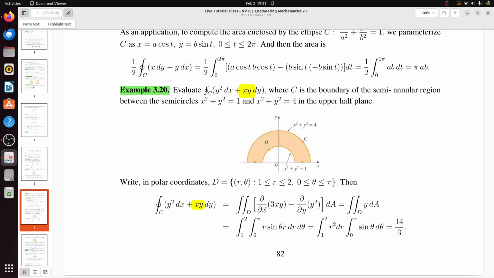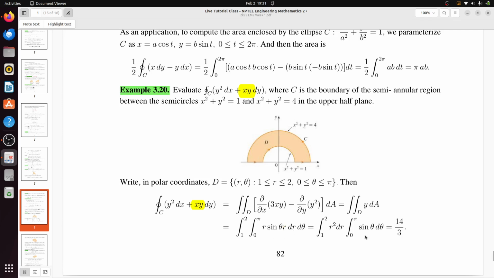So now convert into polar coordinates. In polar coordinates your r will vary from 1 to 2 and your theta will vary from 0 to pi. Is it clear? So r is varying from 1 to 2, theta is varying from 0 to pi, r sin theta, r dr d theta. This r is called the Jacobian. So r sin theta, r dr d theta, split it.